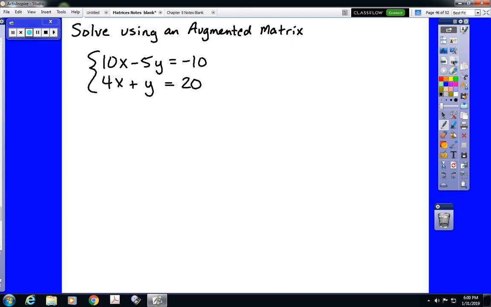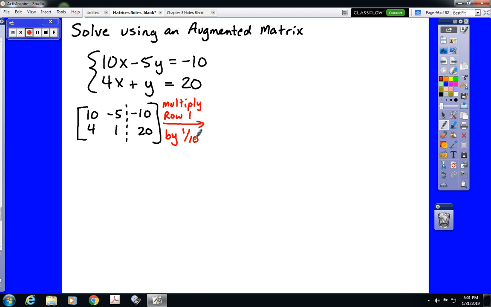Okay, here is our next system. So again, we're going to start off with an augmented matrix, 10, -5, -10, 4, 1, 20. First step is to get a 1 where the 10 is currently located. So we're going to multiply row 1 by 1/10. It's just like dividing the first row by 10. So that would be 1, -1/2, -1, and the second row would remain the same.